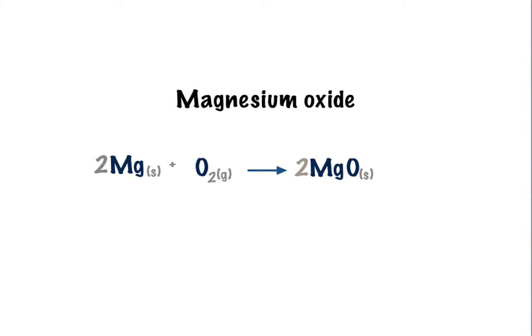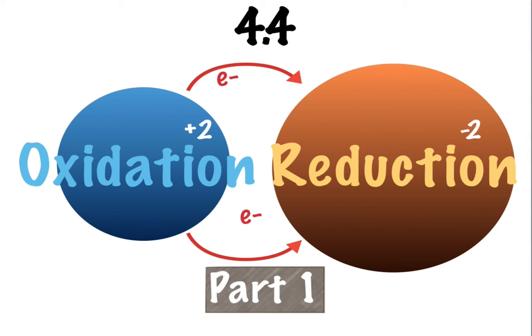Okay, so magnesium is oxidized and oxygen is reduced in this equation. Okay, and this is the beginnings of oxidation reduction reactions. And in the next video, part 2 of this, I'm going to give you a couple more examples of this concept playing out. Okay? Good luck in your study.